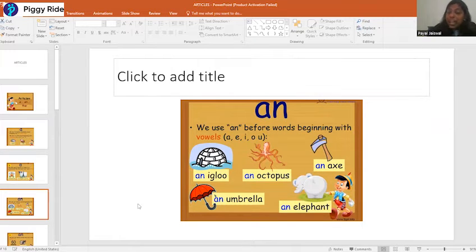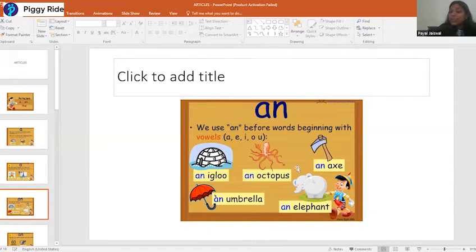We use an before words beginning with vowels. There are 5 vowels, A, E, I, O, U. So before a noun, if you see the nouns are starting with the 5 vowels, put the article an. Let me give you some good examples, like an igloo, because igloo spelling is I-G-L-O-O. It's starting with the alphabet I, which is a vowel. And then an octopus, O-C-T-O-P-U-S. So starting with the alphabet O.